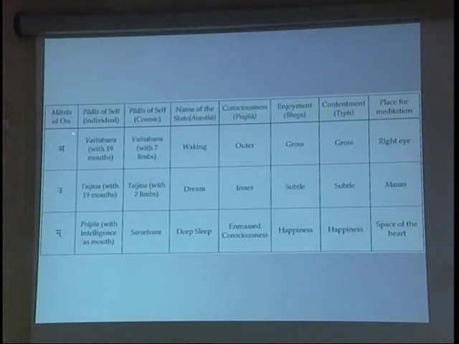So 19 mouths means 5 sense organs. What are the sense organs? 5 sense organs.